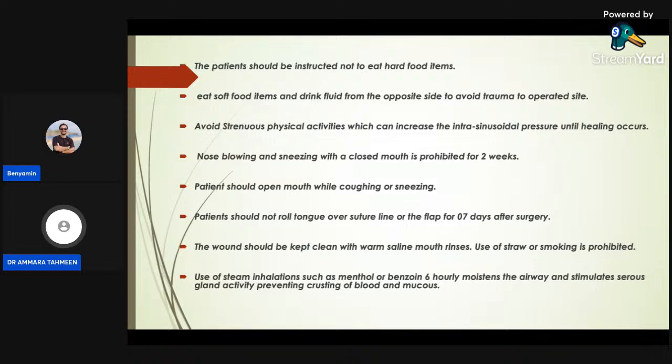It also prevents the crusting of blood when steam is being taken. It provides a moist environment, so it loosens the debris in the sinus and any blood from the operative procedure that is present, and it prevents the crusting of the blood and mucus. So that's how healing is promoted faster.